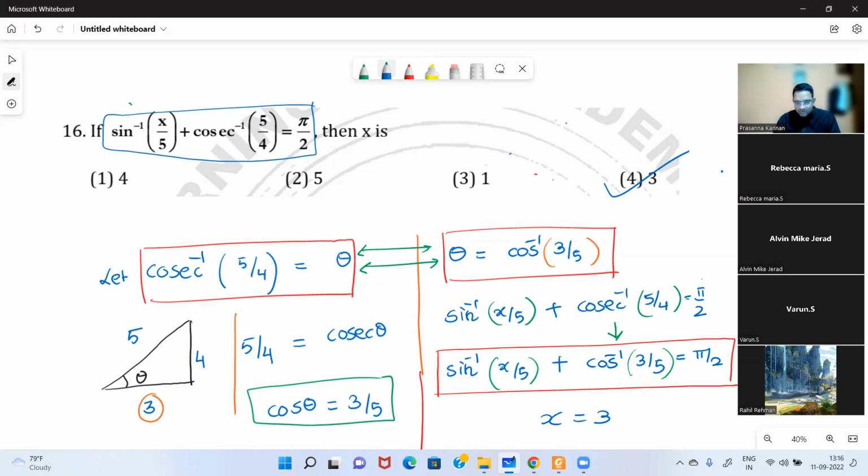Sir, because sine inverse of any function and cos inverse of that same function is equal to pi by 2. Yes, very good. Sine inverse of a function plus cos inverse of the same function is equal to pi by 2. Therefore, x by 5 should be equal to 3 by 5. So when you cancel 5 and 5, x must be equal to 3. That's all.